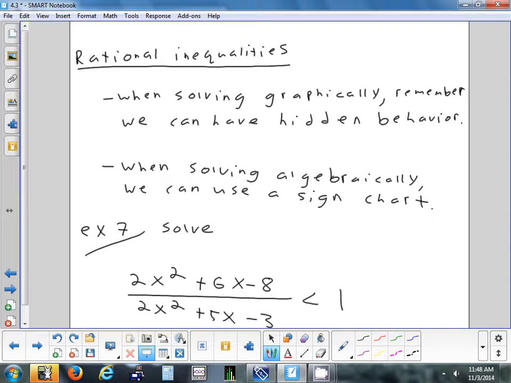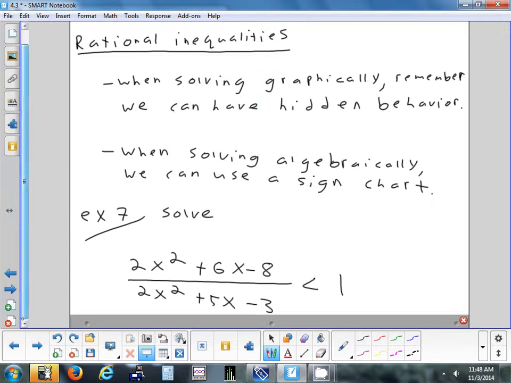Okay, any question on that? Okay. So let's take a look and solve that one. So 2x squared plus 6x minus 8 divided by 2x squared plus 5x minus 3. Well, anytime we're going to solve a quadratic, we have to get 0 on one side.